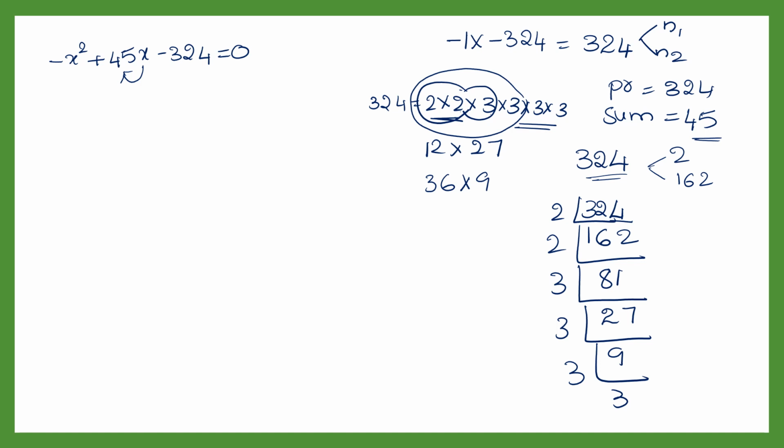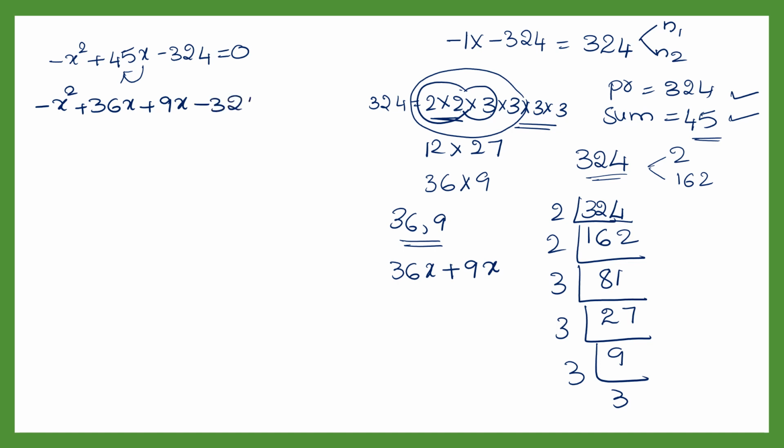Let's do the sum. 36 plus 9 is what? 45. So if you take 36 and 9, product you are getting 324 and sum is 45. So this is okay. We should write middle term 45x will be split into 36x plus 9x. So minus x square plus 36x plus 9x minus 324 is equal to 0.